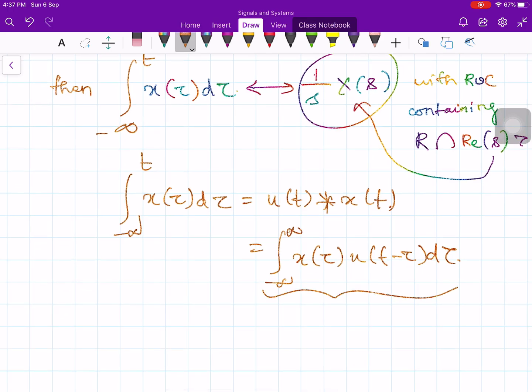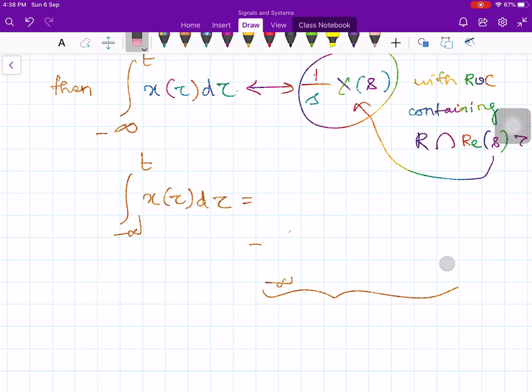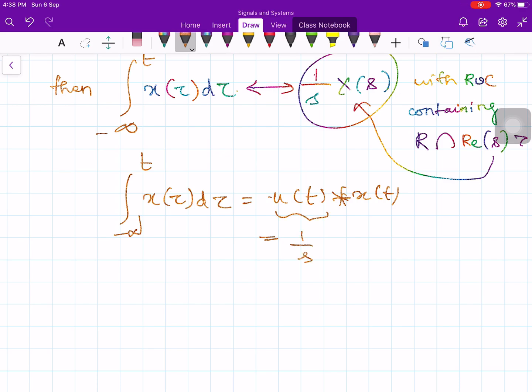Anyway, that property we will discuss a little later. This we can write as u of t convolved with x of t, and in the transform domain it becomes multiplication. The Laplace transform of u of t is 1 by s, and the Laplace transform of x of t is x of s. So this is x of s divided by s. This is for the bilateral Laplace transform.